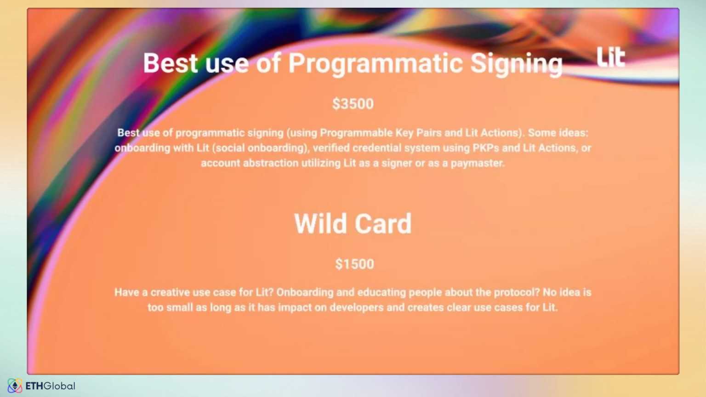Closing out, I want to go over the prizes for ETHGlobal New York. First prize is best use of programmatic signing, where we're going to give out 3,500 USDC for the best project using PKPs and Lit actions. That might be onboarding with Lit, social onboarding, verified credential systems using PKPs and Lit actions, or account abstraction using Lit as a signer or as a paymaster. We'd like to see people be really creative, and ideally some bonus points for people being able to use or extend this, so having a library or SDK.